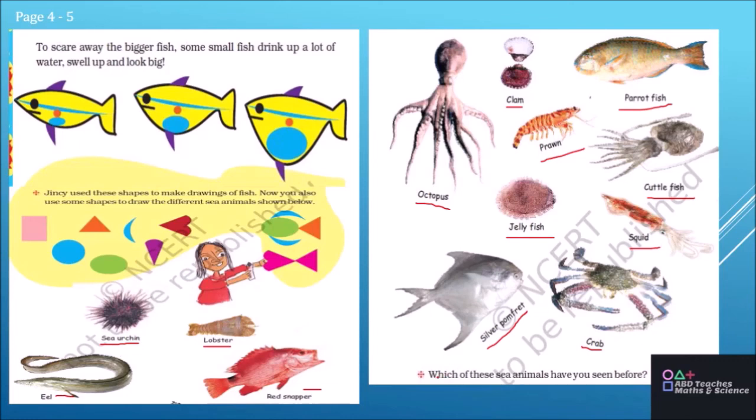Now, there is a question. Which of these sea animals have you seen before? Well, out of these animals, I have seen eel. You may have seen the other animals, but what I have seen is eel. This one.